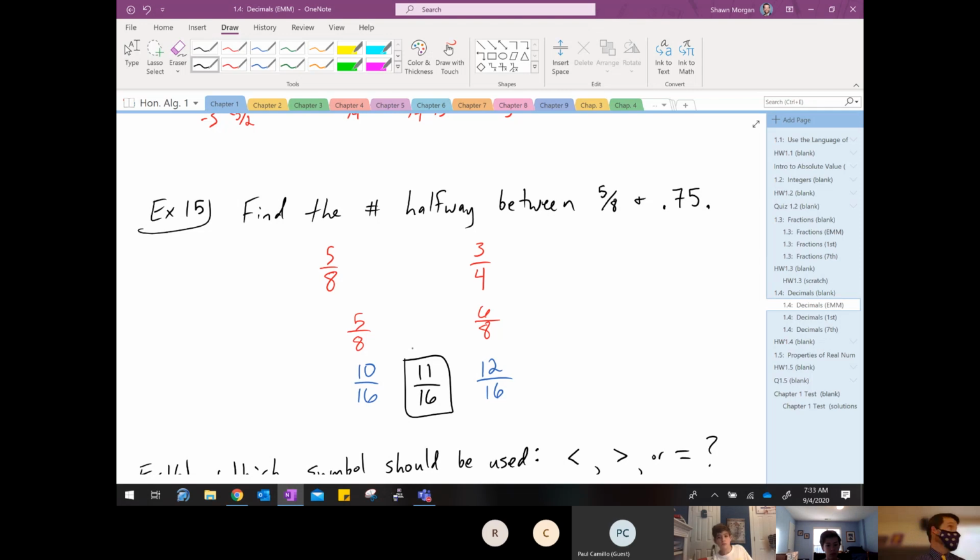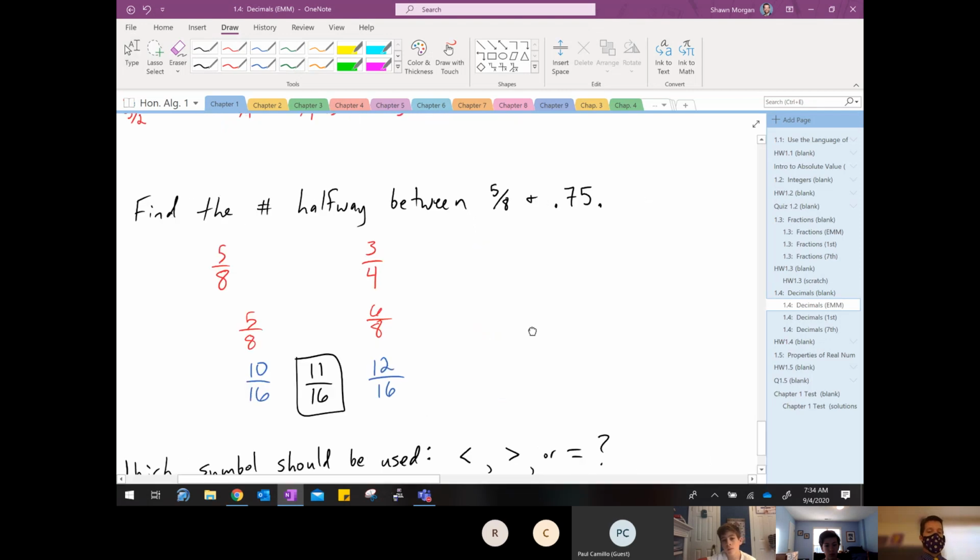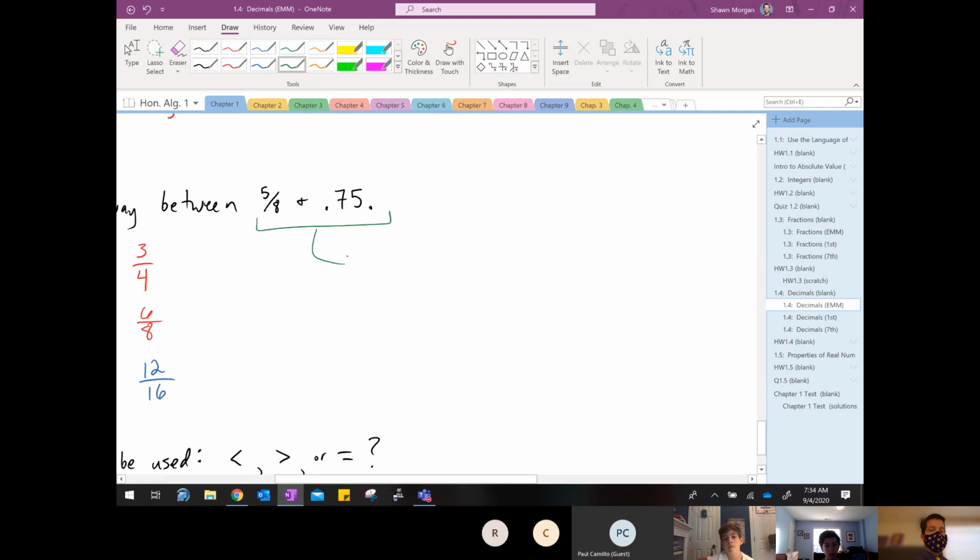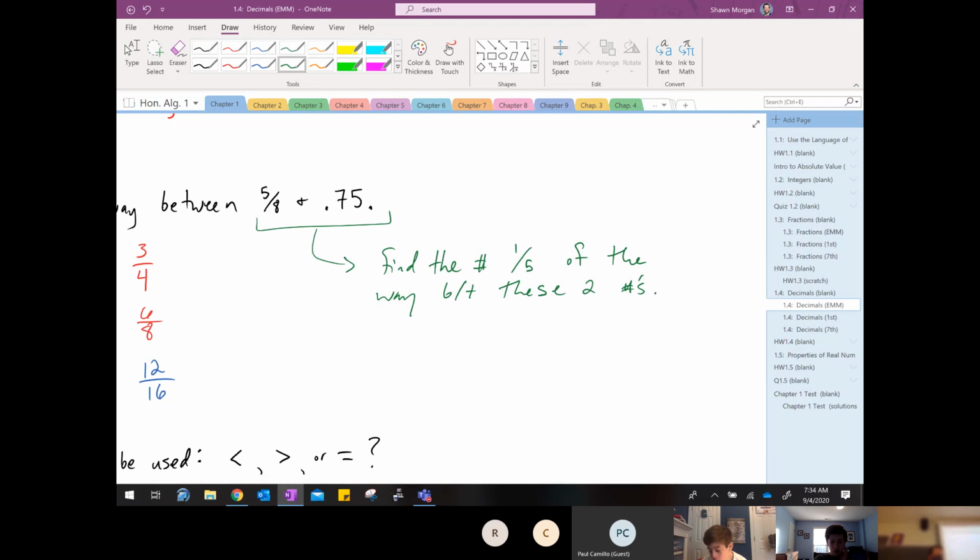All right, I'm going to give you a harder one now. You can't tell I'm smiling behind my mask. Are you ready? Same two fractions, same problem to begin with. Instead of halfway between, I want you to find the number 1/5 of the way between these two numbers.